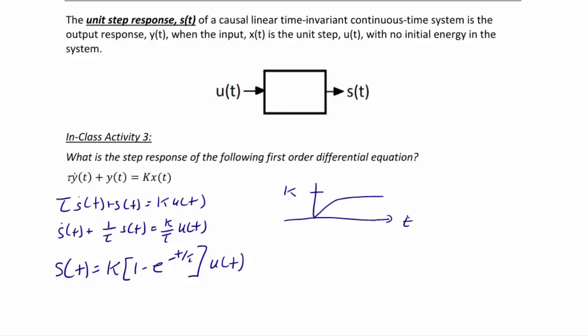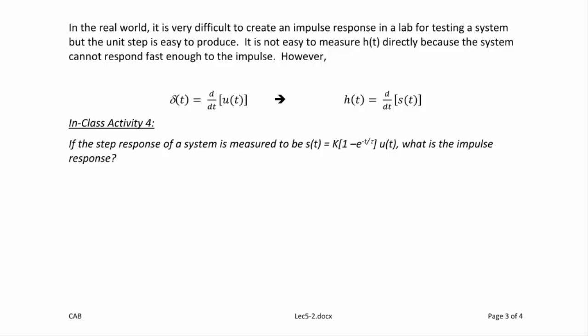In the real world, it is very difficult to create an impulse response in a lab for testing a system. But the unit step is easy to produce. It's just turning a switch on and off with a given amplitude. It is not easy to measure h of t directly because the system cannot respond fast enough to the impulse. However, since we know that the impulse response is equal to the derivative of u of t, because we saw earlier that the integral of delta of t gives you u of t, then h of t, because this is a linear time-invariant system, would be the first derivative of s of t.